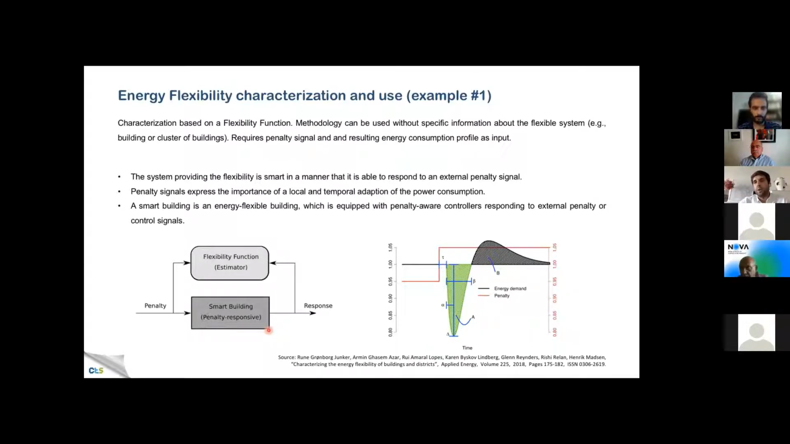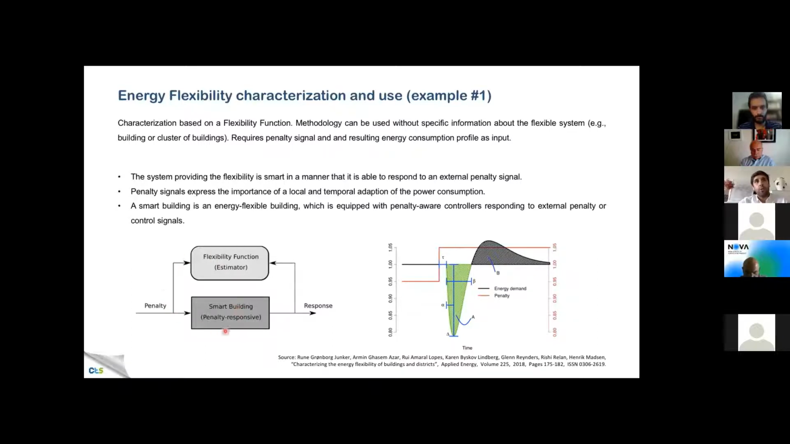What can be seen as a penalty? The price. The price of electricity that changes throughout the day can be seen as a penalty. So a smart building, or a building in our study that is able to react to a change in this penalty in order to decrease the cumulative penalty. Here, cyber physical systems are instrumental, since sensors, controllers, supervision systems, and communication with grids and other operators is required.